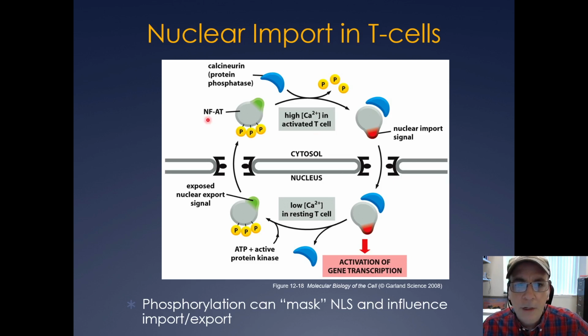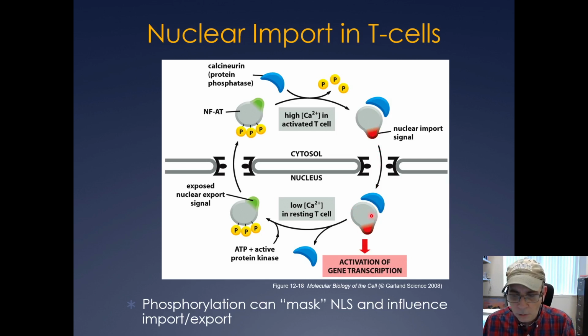Okay, and so you have this protein NFAT, and in the cytosol, when it gets exported from the nucleus, it's phosphorylated. It'll bind to this calcineurin protein, which is a phosphatase, and it'll remove the phosphates. And the removal of the phosphates exposes this nuclear import signal, and then that will actually get brought in by an import receptor. And then this protein can go on to activate transcription.